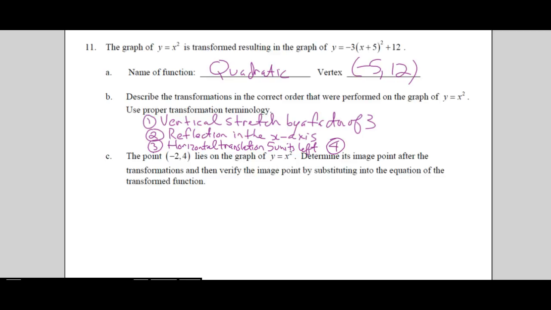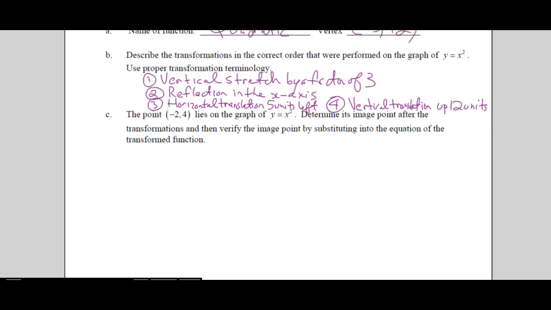And the last one is vertical translation. Up 12 units. You could say up 12 units or 12 units up. But both of those must be there, right? Which way, how much, or how much, which way. You can't just say vertical translation 12, just like you can't say horizontal translation 5.